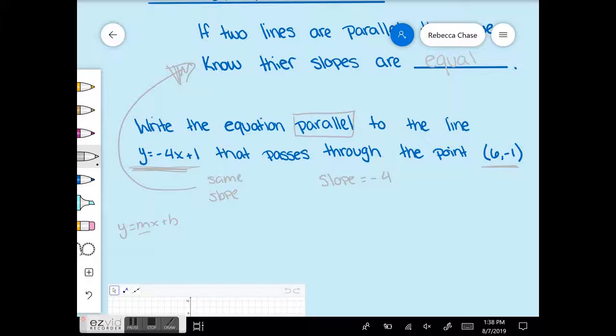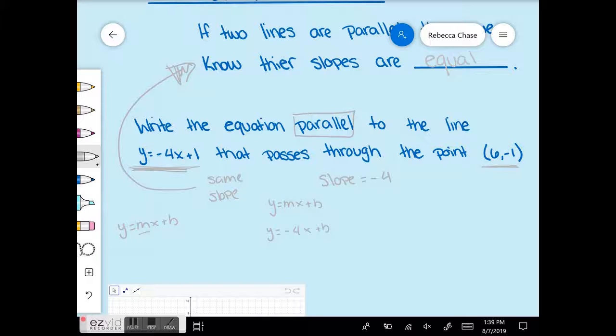All right, so what we're going to do is we're going to use y equals mx plus b, because we have to write an equation, and whenever it tells you to write an equation of a line, you always want to use y equals mx plus b unless it tells you different. That's the easiest form you can find. All right, so we're going to plug that negative 4 in, so I've got y equals negative 4x plus b.